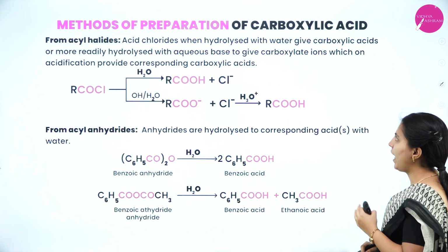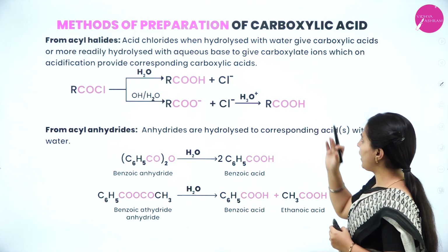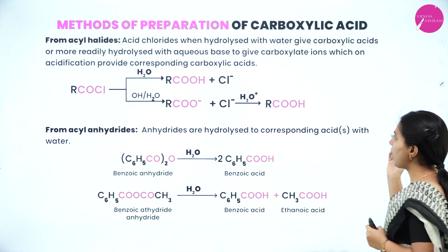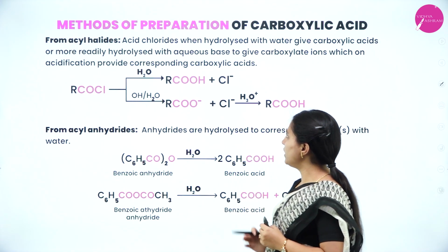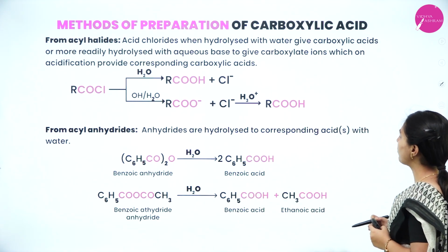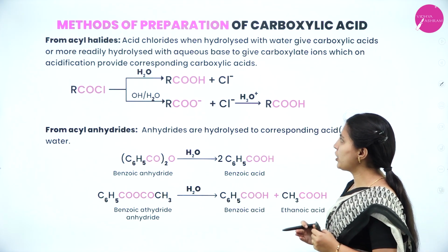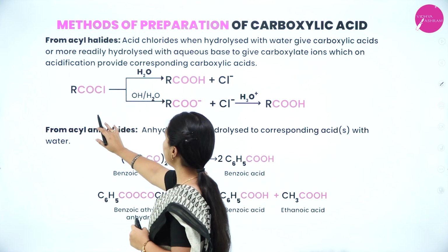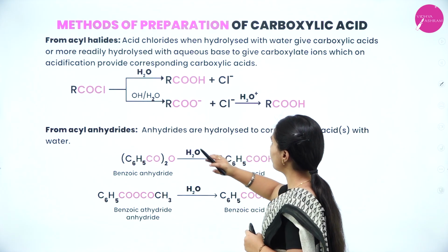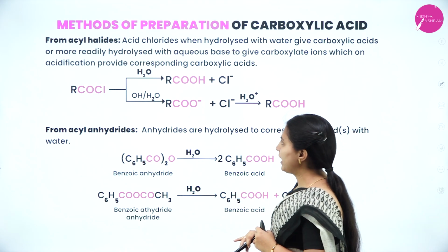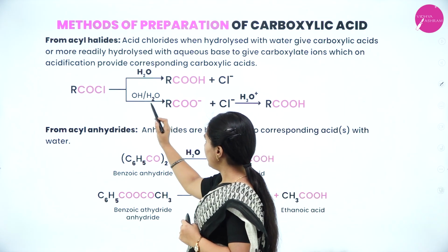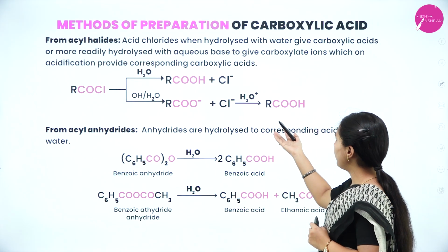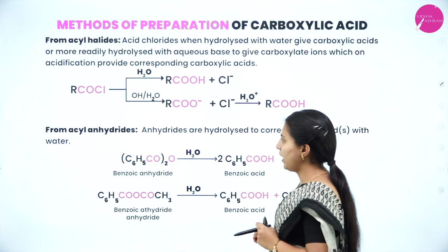Next, from acyl halides. Acid chlorides when hydrolyzed with water give carboxylic acids, or are more readily hydrolyzed with aqueous base to give carboxylate ions, which on acidification provide the corresponding carboxylic acid. This is acid chlorides. With hydrolysis also it may form carboxylic acid, or in the basic medium or aqueous base medium. In the acidic medium, it will form carboxylic acid.